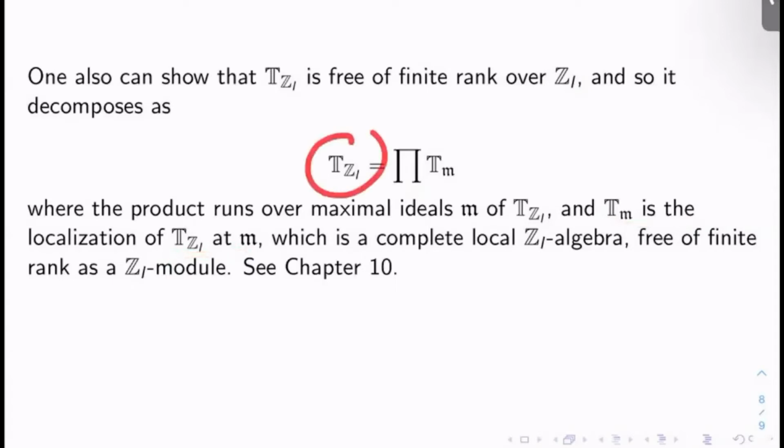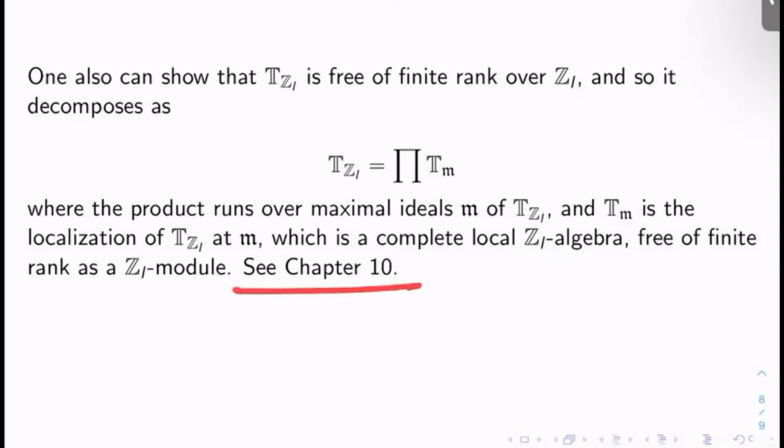So take T_Z_l, localize at the maximal ideal m, take all possible localizations like that and take their product. That product must just be the ring itself. Okay. And T_m is a complete local Z_l-algebra. That's not hard to check at all. It's also free of finite rank as a Z_l-module. This is all basic commutative algebra stuff, but we'll pull on this once or twice later.